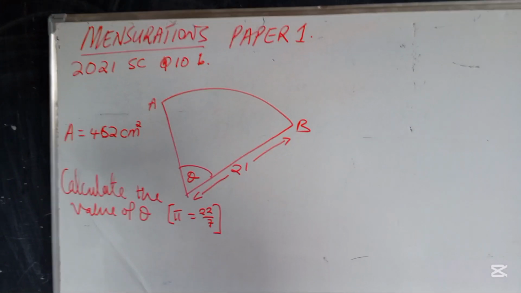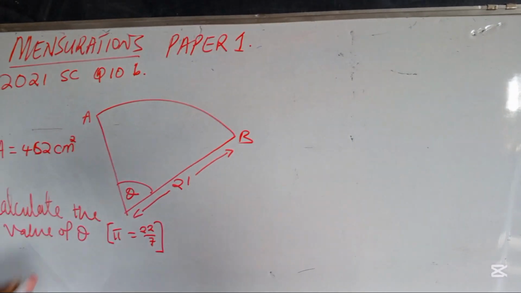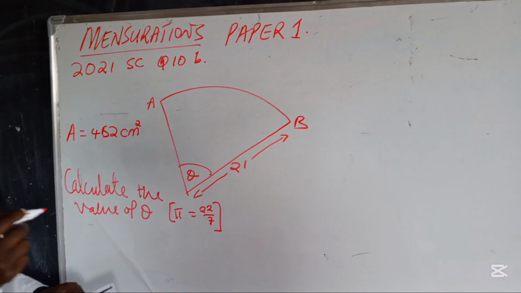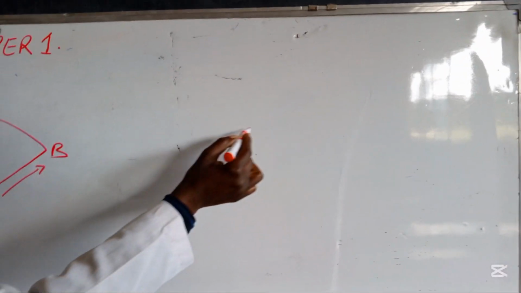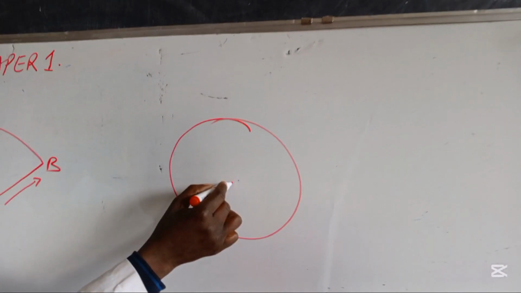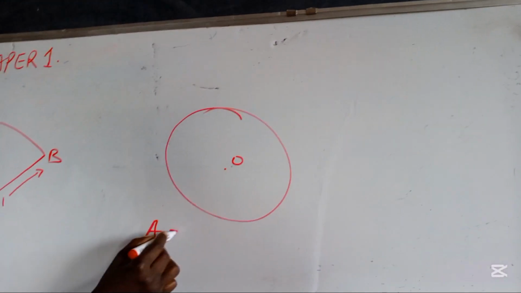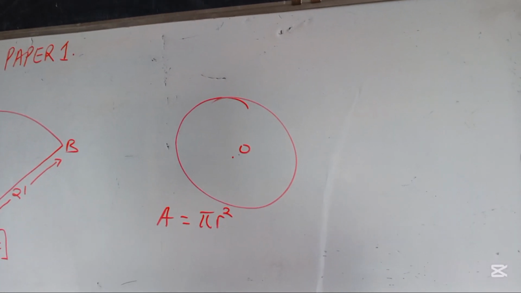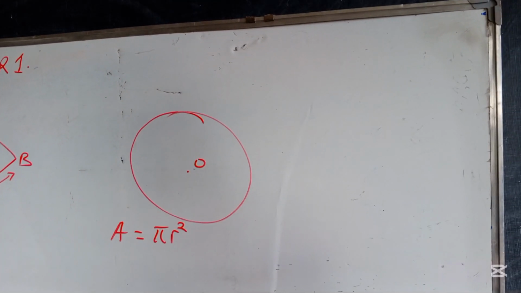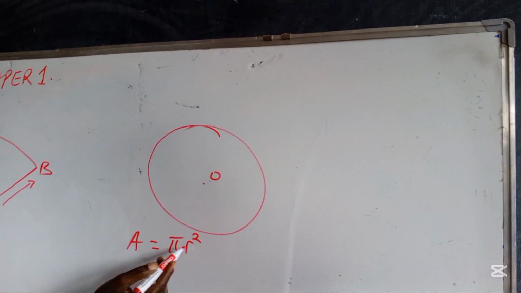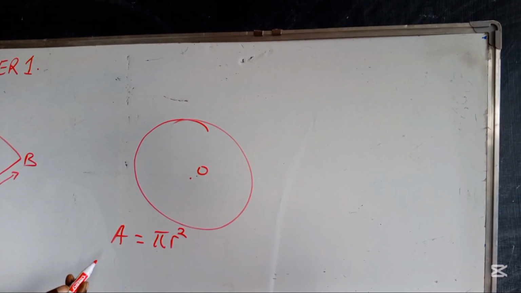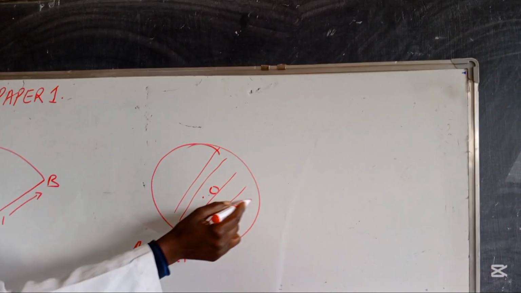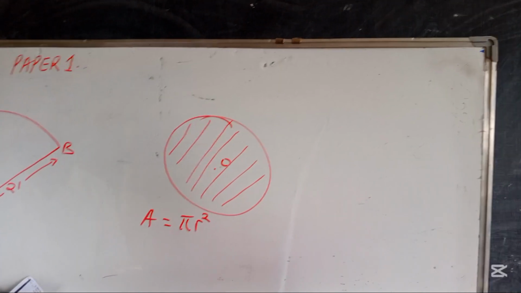Rule number one, we should understand that this is a sector. It's just part of the circle. Now, since it is part of the circle, if we are looking at the circle with the center O, the area of the circle is equal to pi r squared. What is area? Area is the distance covered under a given shape. That is the area.